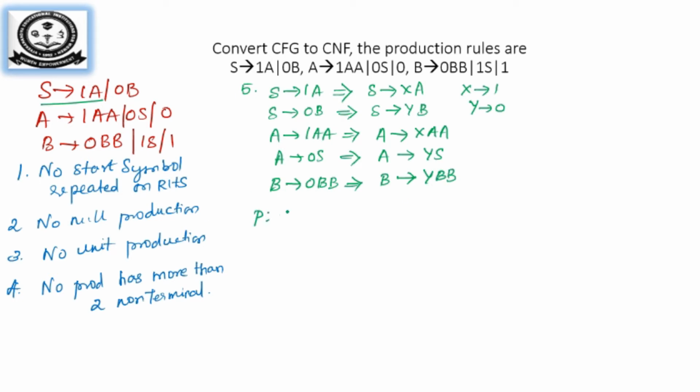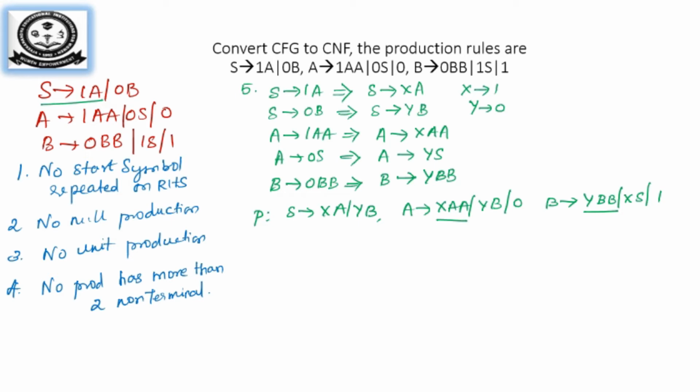So now we will change our production rule. My production rule will change: S tends to XA or YB. Then A tends to XAA or YS or 0, and B tends to YBB or XS or 1. Now, after this replacement, you can see there are certain productions that have more than two non-terminal symbols on the right hand side. For example, this one and this one. So you have to remove this.